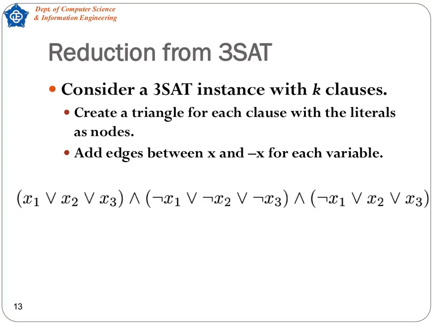Not x, or not x, or not x; x or not x or x... In the resulting graph, picking exactly one vertex from each triangle, while ensuring no two chosen vertices share an edge, is equivalent to finding a satisfying assignment for the original 3SAT instance.